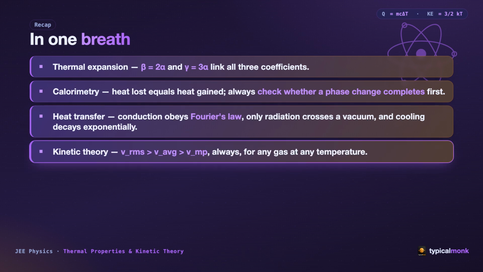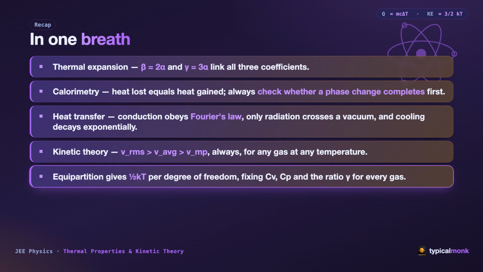Kinetic theory, V RMS is always greater than V average, and V average is always greater than V most probable for any gas at any temperature. Equipartition gives half kT per degree of freedom, and that single number fixes Cv, Cp, and gamma for every gas.